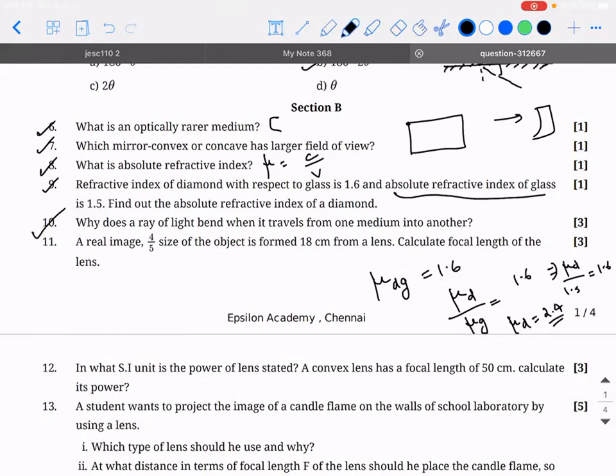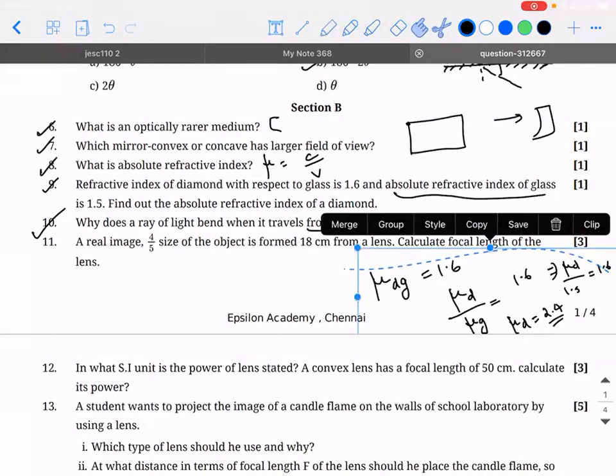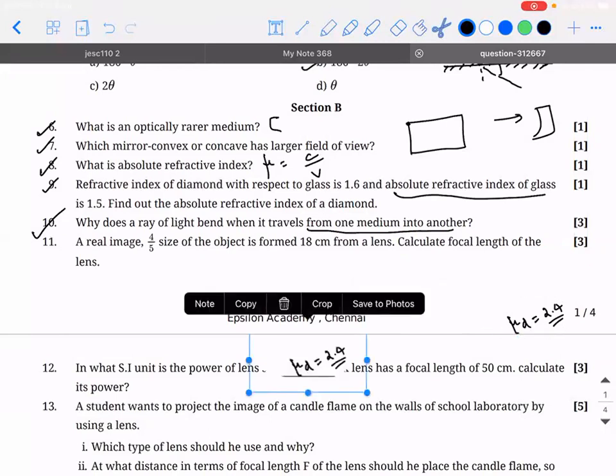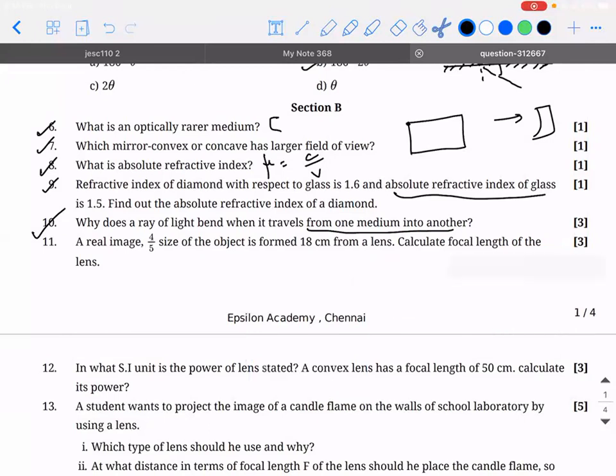Next. Why does a ray of light bend when it travels from one medium to another? What is the theory involved, guys? Due to refraction of light, sir. That is right. What property of the medium is making this refraction occur? Optical density. That's right. Optical density, but optical density itself is dependent on some other parameter. What is it? It has something to do with the speed of light.